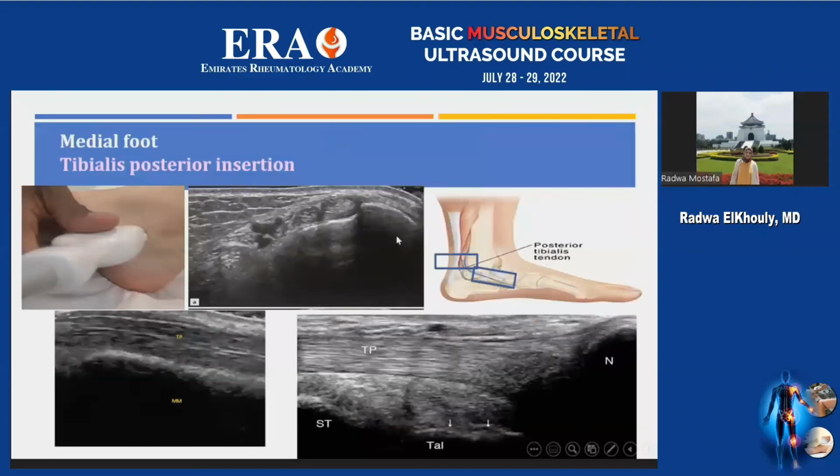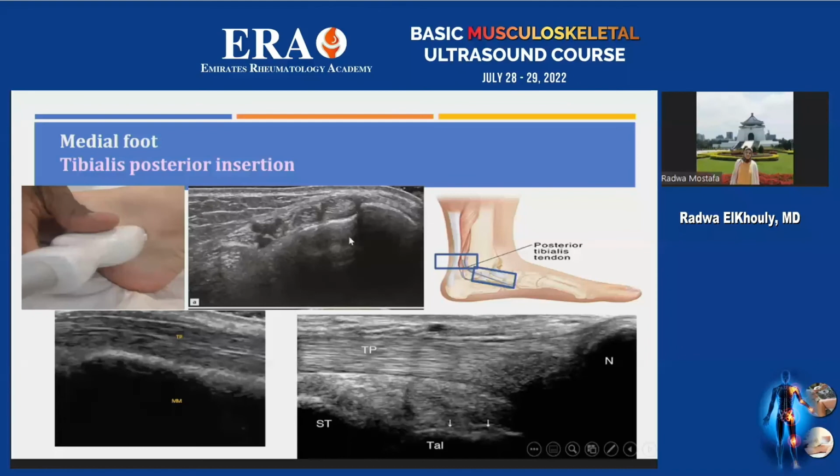For the medial aspect, the same. When we put our probe in the transverse view at the ankle, we see the three tendons: tibialis posterior, flexor digitorum, vessels, and the flexor hallucis. The flexor digitorum and the flexor hallucis will go in the plantar aspect to their insertion.